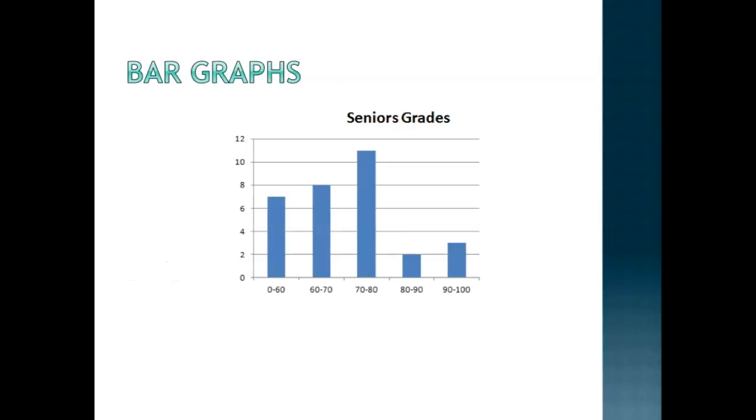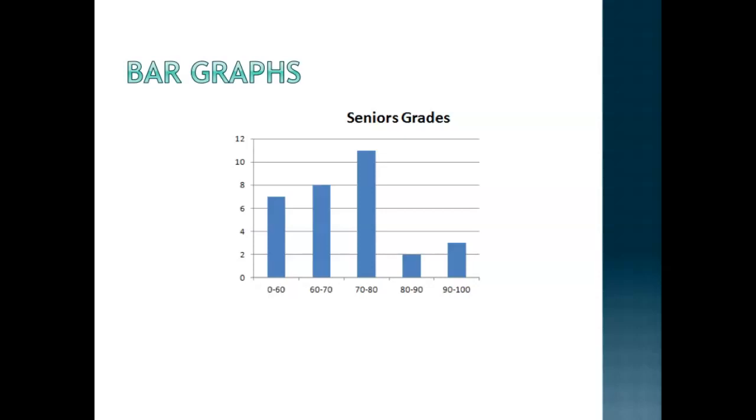Next, we have bar graphs. Here's an example of a bar graph and how we would go about reading this. So usually there's a title of some sort. Sometimes you might be told to draw a bar graph, so you want to make sure you have a title. Make sure you label your axes. In this case, we're talking about senior grades.